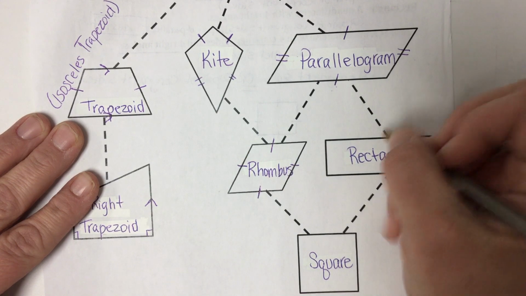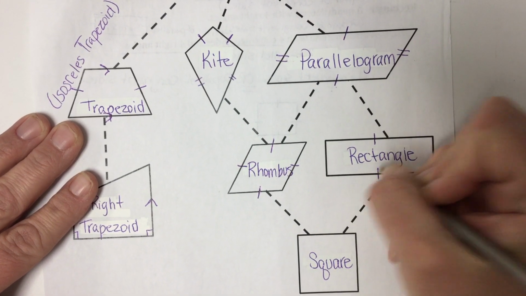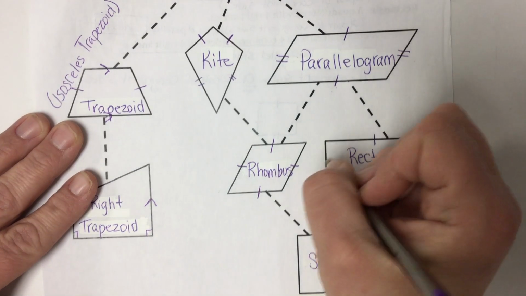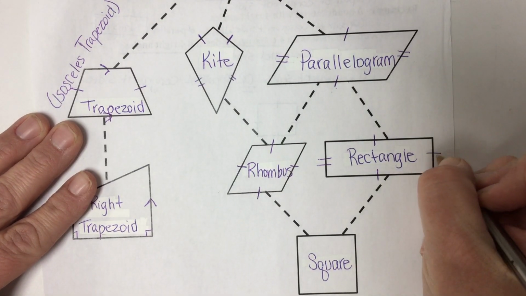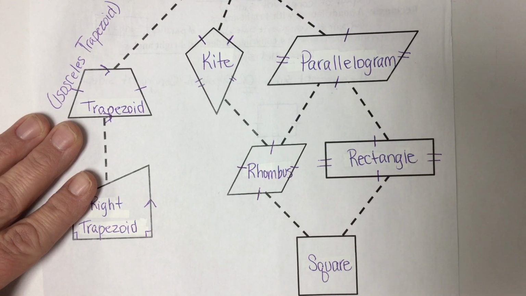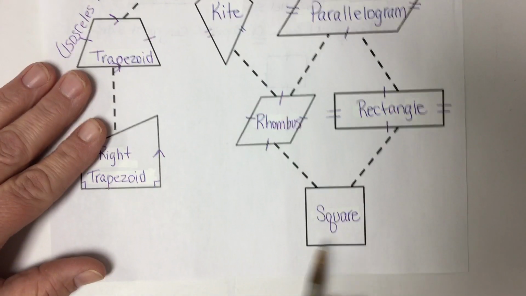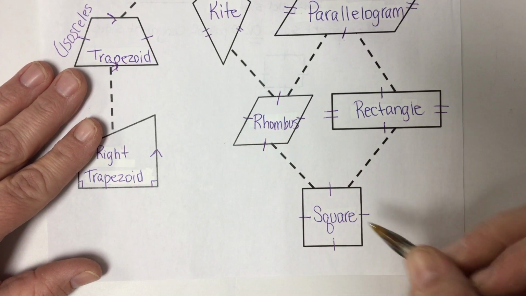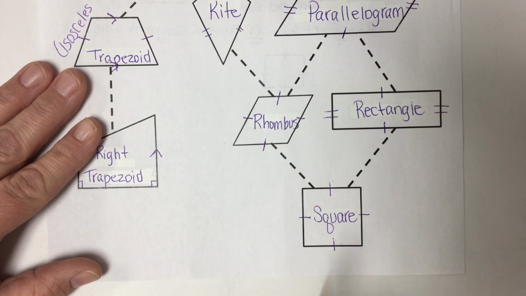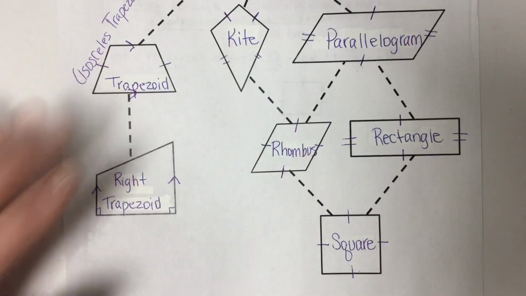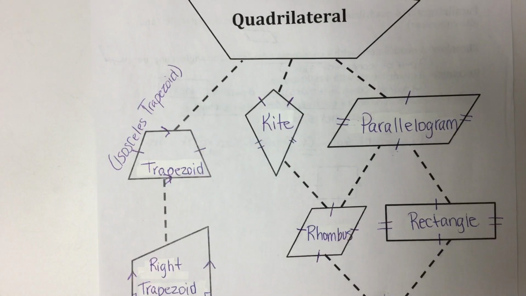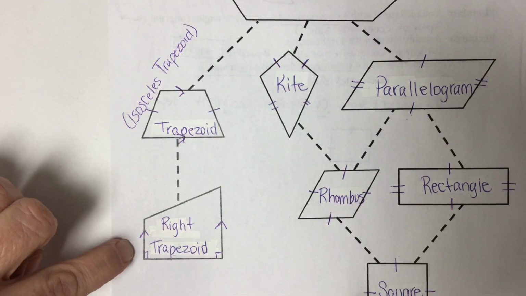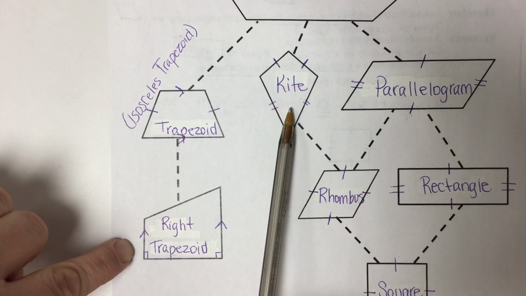The rectangle, opposite sides are congruent. So these two sides are congruent. They are also parallel. These two sides are congruent, and they are also parallel. And then finally, the square. The square has four congruent sides, opposite sides congruent, and parallel. Okay? So please make sure that you wrote those notes down. Make sure you understand what a right trapezoid looks like and what a kite is.